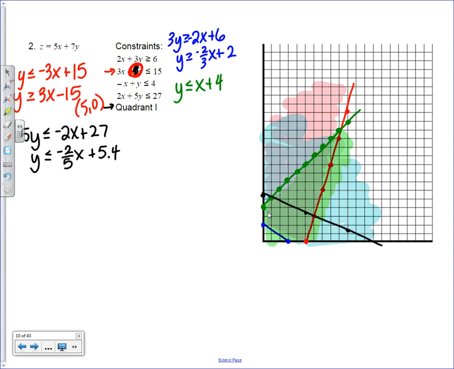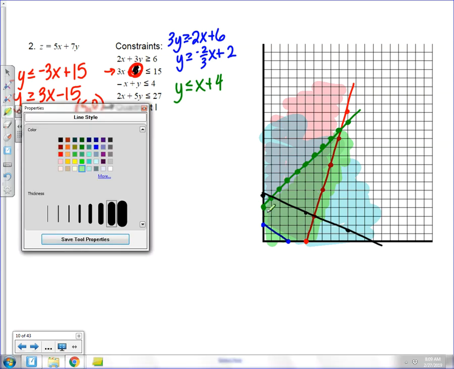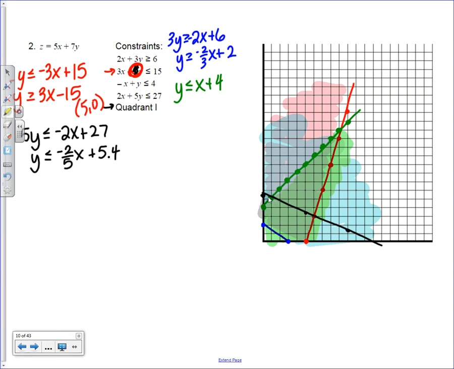Okay, and this one was also shaded below. Got a gray color in here. Let's see about that one. So it looks like my overlapping shaded area is going to be this shape right in here. Okay, so what are my corners?